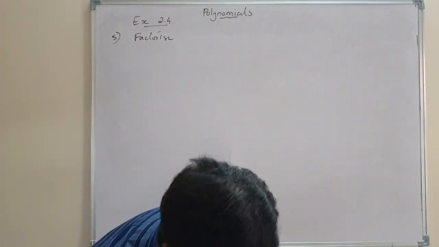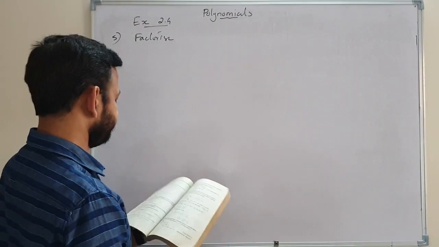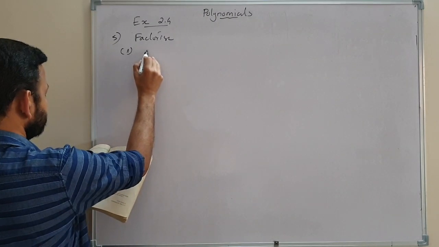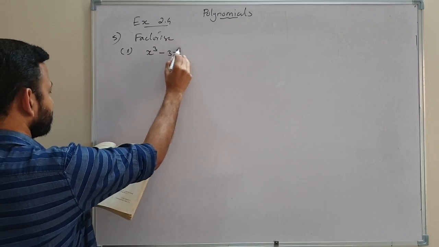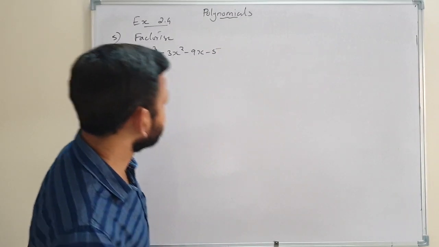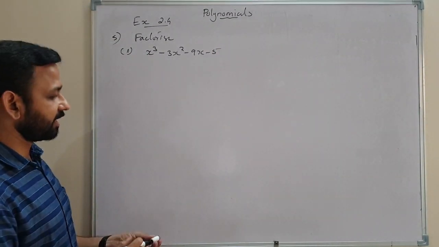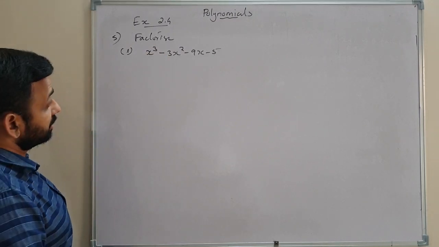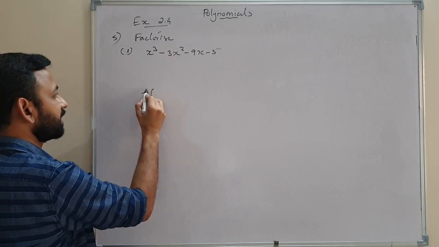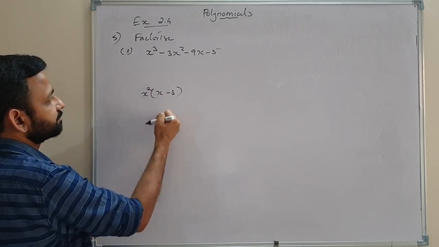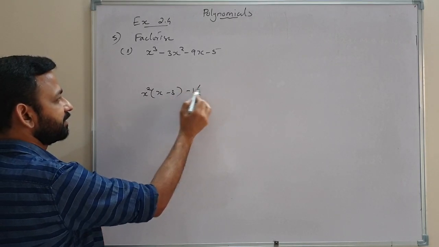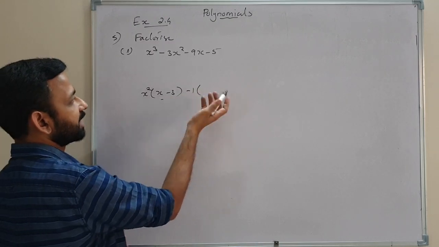Now we will do question number 5, second part. x cube minus 3x square minus 9x minus 5. Here in this question, if we try to take x square outside from the first two terms, then we will get x minus 3. And if you take minus 1 outside or anything, you will never get x minus 3 inside the bracket.